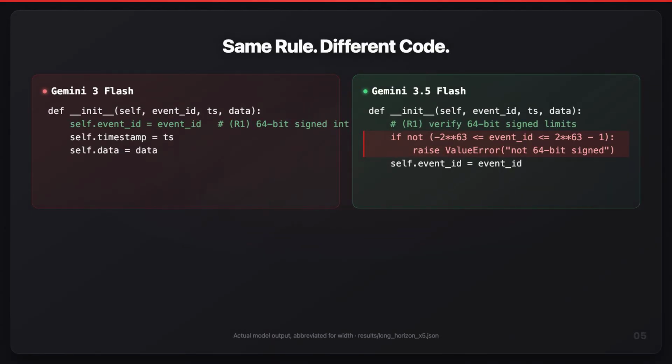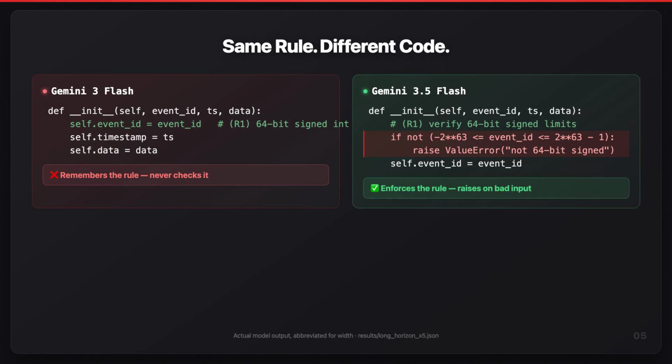Same rule, the 64-bit limit. Watch the difference. Gemini 3 Flash writes the rule as a comment, then just assigns the value. It remembers the rule. It never checks it. 3.5 Flash writes the guard. It validates the number and throws an error if it's out of range. It didn't just remember the rule, it enforced it.